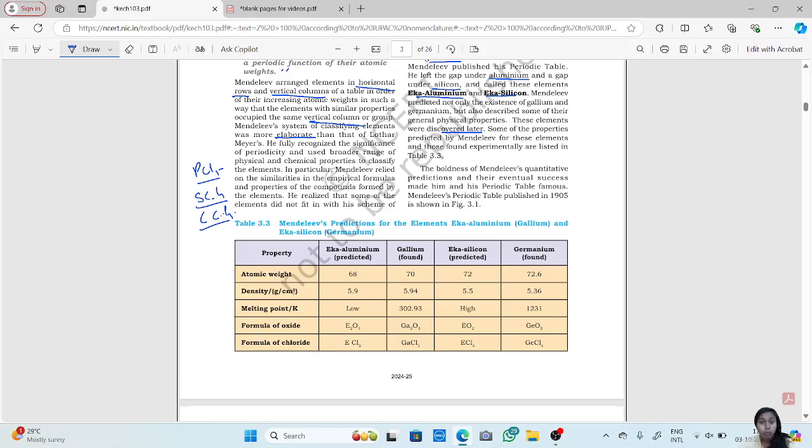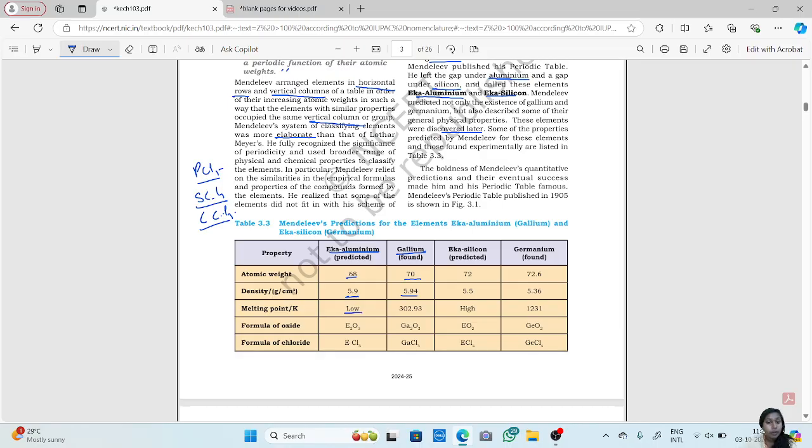Okay, some of the properties predicted by Mendeleev of these elements and those found experimentally are listed below. So whatever results Mendeleev had predicted, and the ones which were experimentally found after the discovery of those elements, were listed here. So the property of eka aluminium, which was predicted by Mendeleev, and gallium, which was found. Okay, so the atomic weight Mendeleev predicted was 68, for gallium it is 70. Now the density of that element predicted was 5.9, found was 5.94.